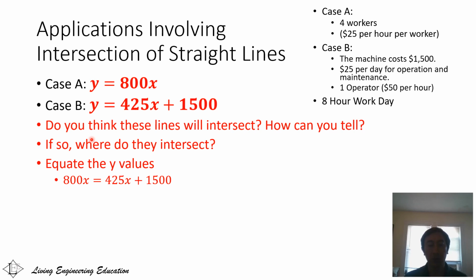So how do we determine when these lines intersect? Remember, the lines intersect at the x value where the y values will be the same. So all I need to do is equate these two equations. 800x is equal to 425x plus 1500. Then all I need to do is solve for x. I can subtract 425x on both sides, so I get 375x is equal to 1500. And I divide both sides by 375. So x is equal to 1500 over 375, which is equal to 4.